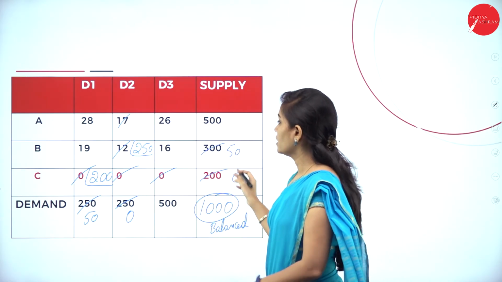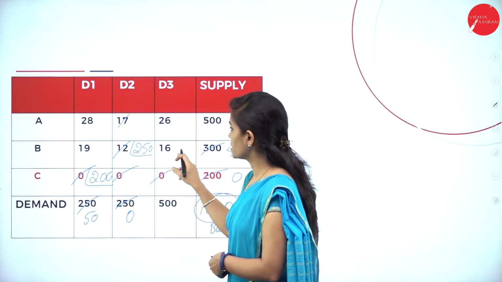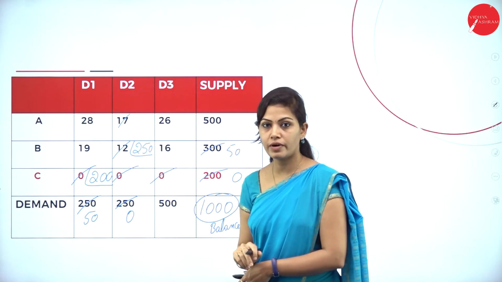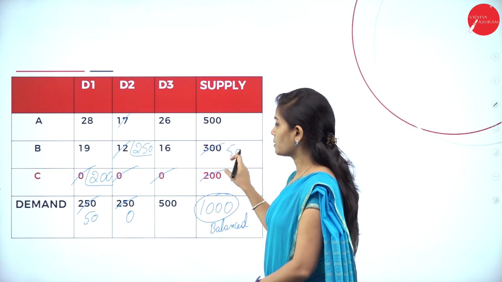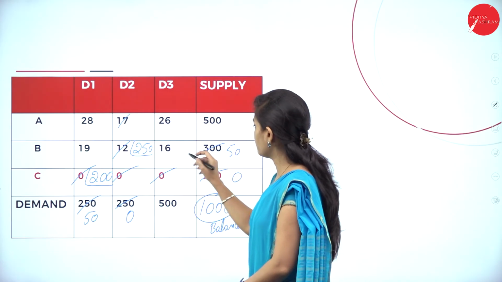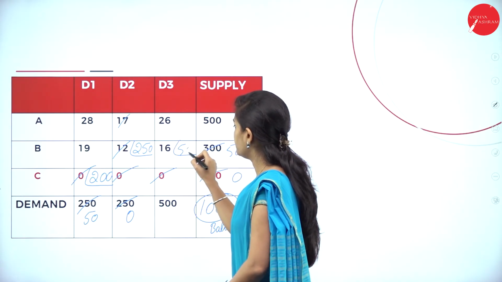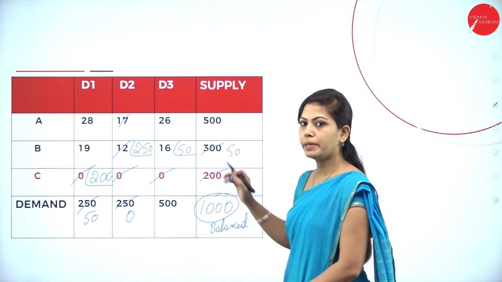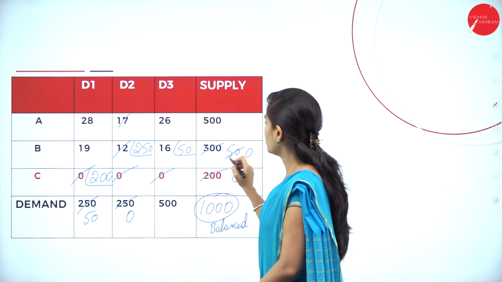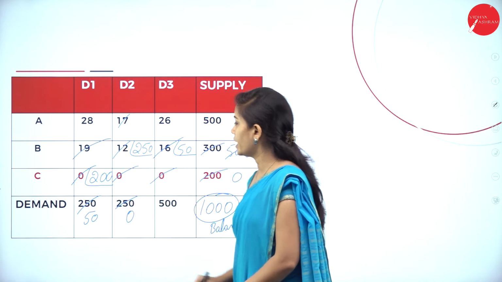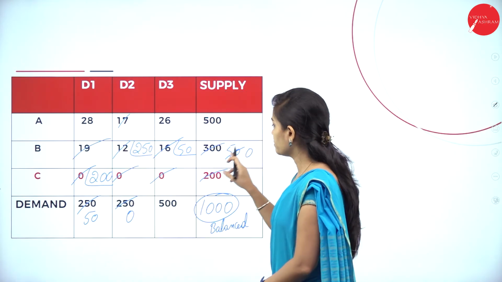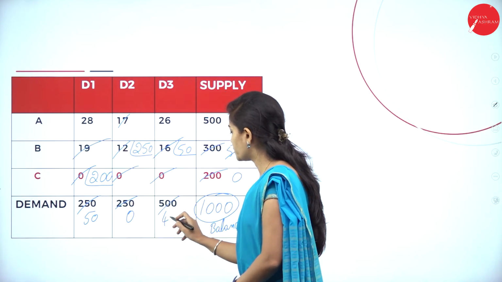Right? And the next least value is 16. 16 is my least value. Just cross verify the supply value with demand value. Supply value is lesser than the demand value. I have allocated 50 rupees to this cell. It will become 0. Cancel this entire row. 500 minus 50 is 450.